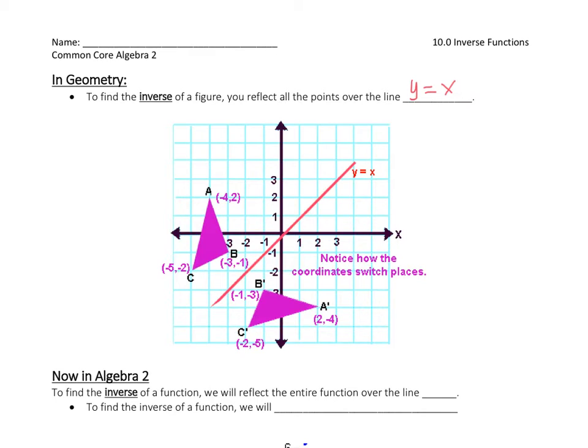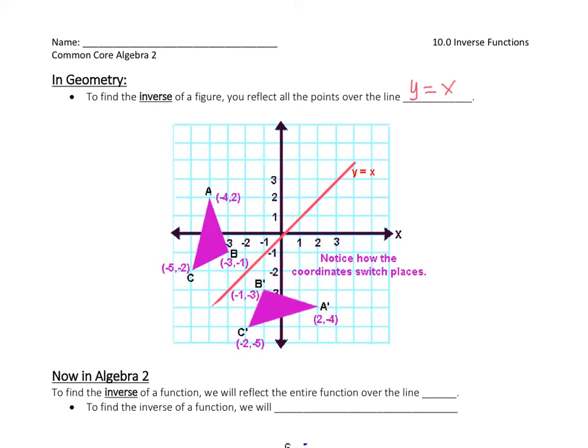So what do you notice about the coordinates? Point A flipped over to here, point B flipped here, point C flipped here. So what do you notice about point A? A went from -4, 2 to 2, -4. B went from -3, -1 to -1, 3. C went from -5, -2 to -2, -5. So what should you be noticing? You should be telling me that all the coordinates switch places.